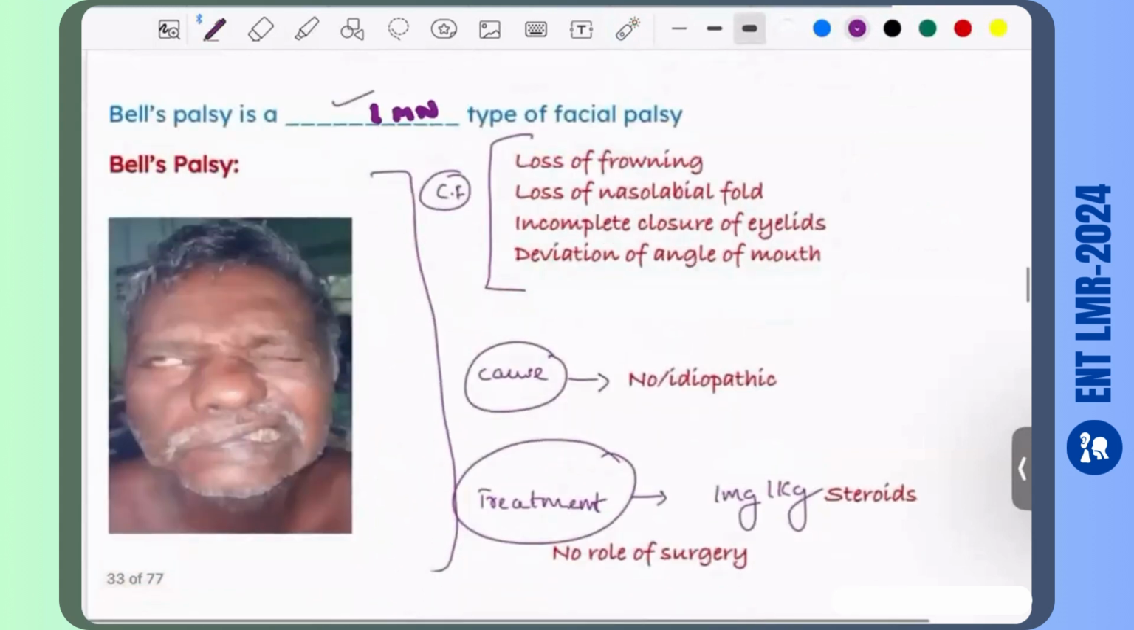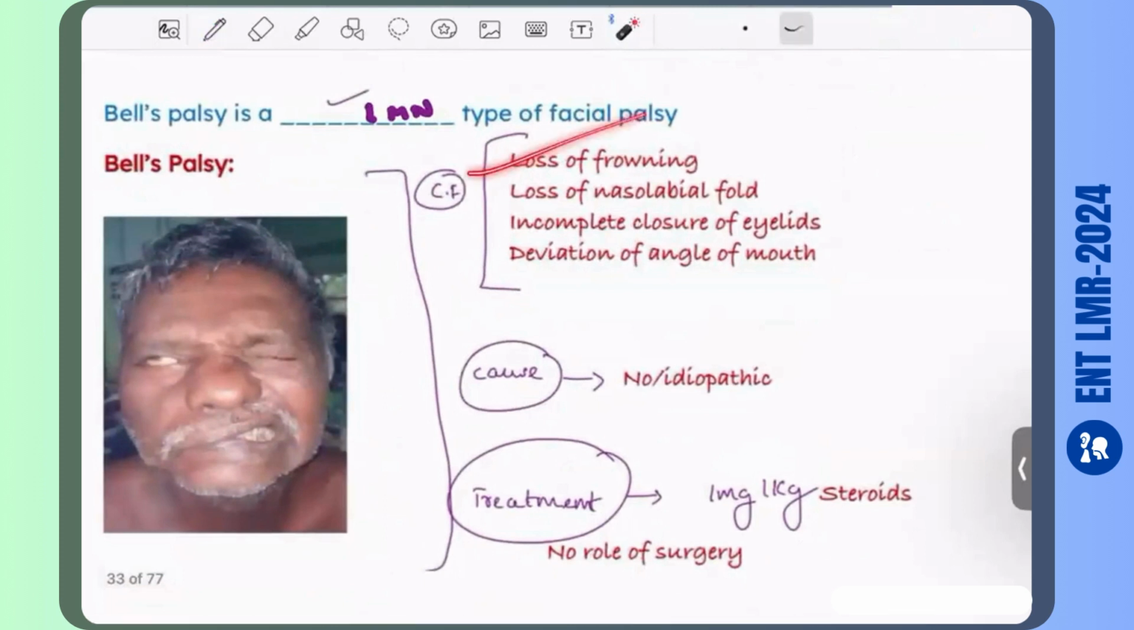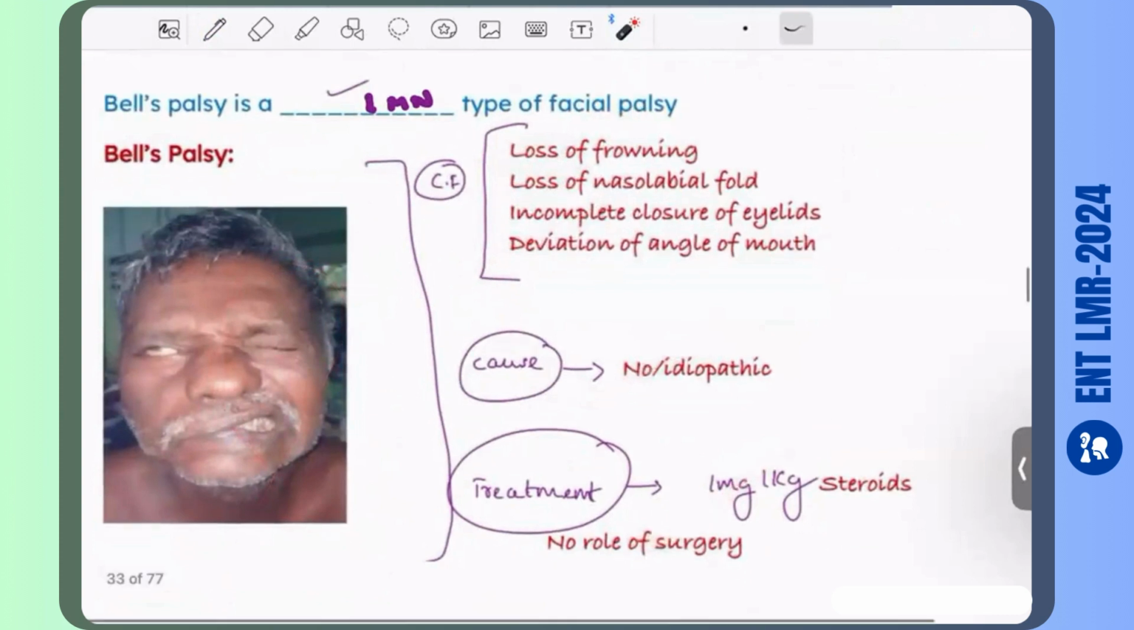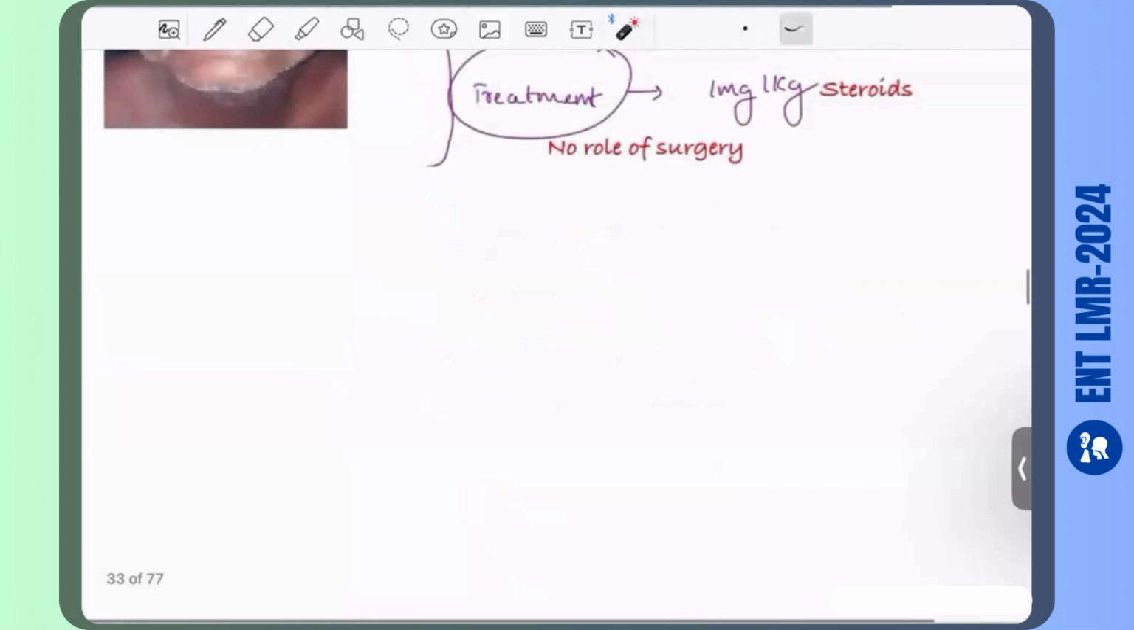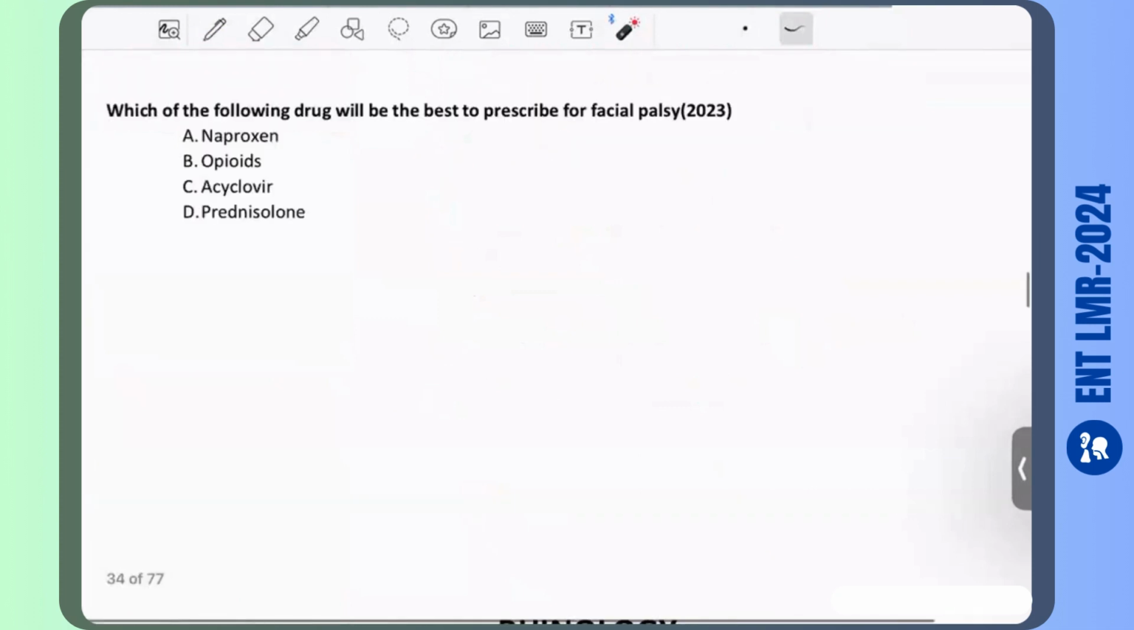So in Bell's palsy, there will be loss of frowning, loss of nasolabial fold, incomplete closure of eyelids, deviation of angle of mouth like this. Okay. Cause: no cause, it's idiopathic. Treatment: 1 milligram per kilogram steroids, no role for surgery. Bell's palsy, they ask this question, very, very important. Lower motor neuron idiopathic facial palsy. So which of the following drugs will be best to prescribe for facial palsy? It's obviously prednisone, which is a steroid.